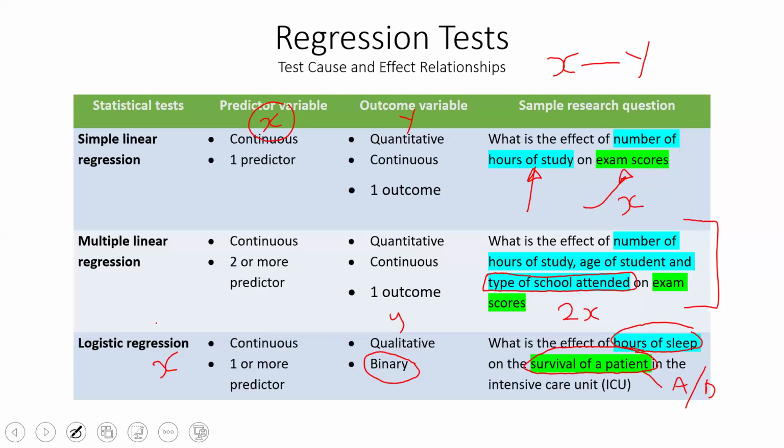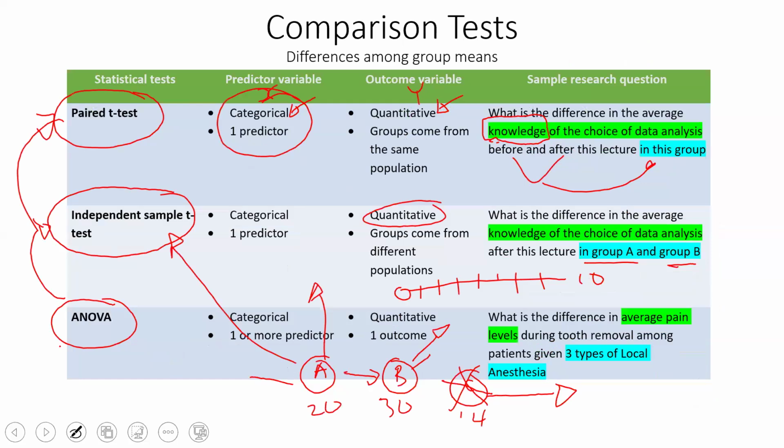Let me go further backwards. All these are parametric because they are all regression. All t-tests and ANOVA are parametric. They are all parametric, okay?